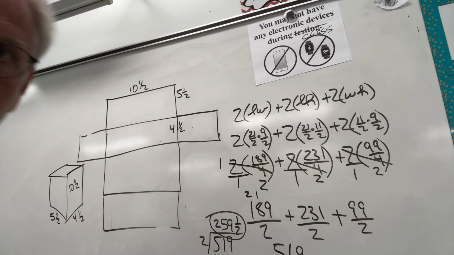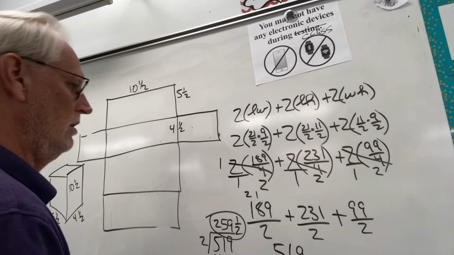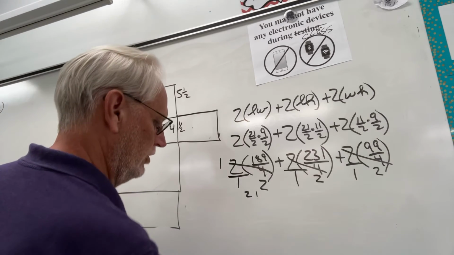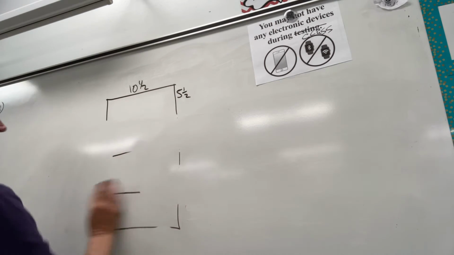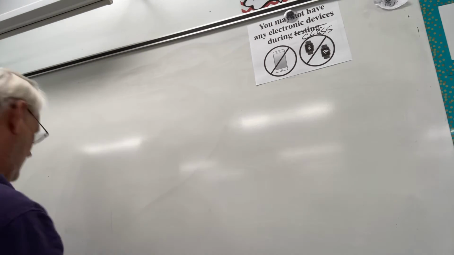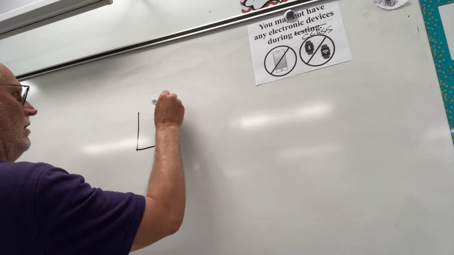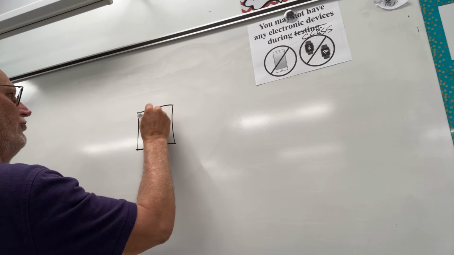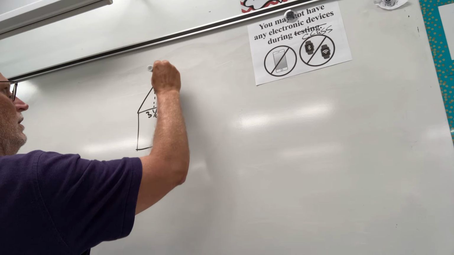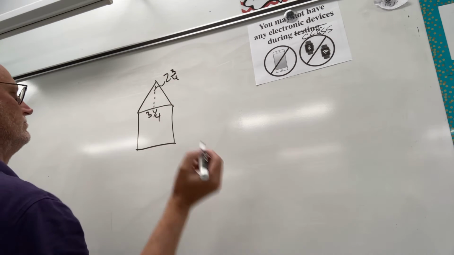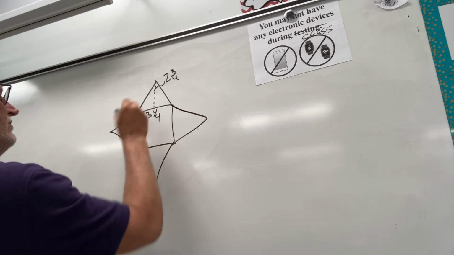Now, without stopping the video, I'm going to go ahead and erase this, and I'm going to do the square pyramid that we did. So this was 3 1/4, and this was 2 3/4. So you have 4 of these.